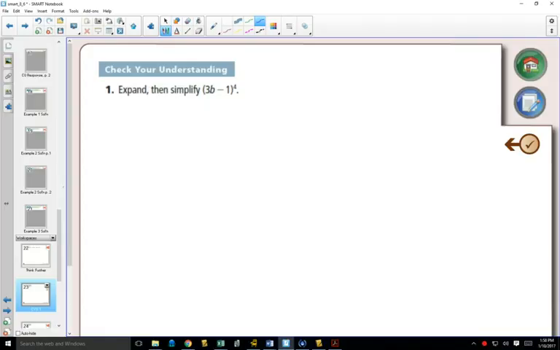So one of the things we noticed was that when you expand a binomial, the coefficients were the same as Pascal's triangle. So if we write Pascal's triangle off to the side, and you remember you can always find the next term by adding the 2 above it.